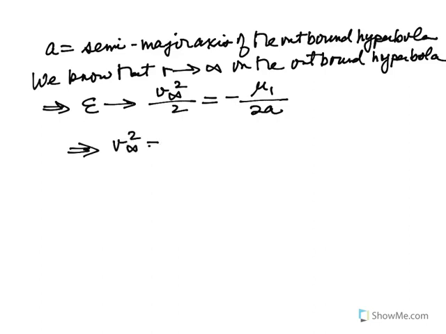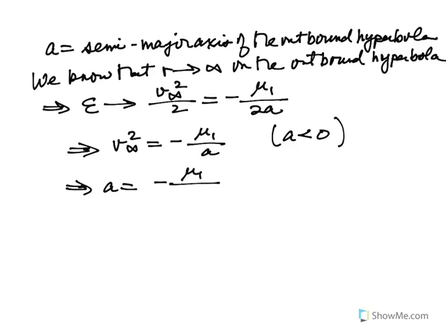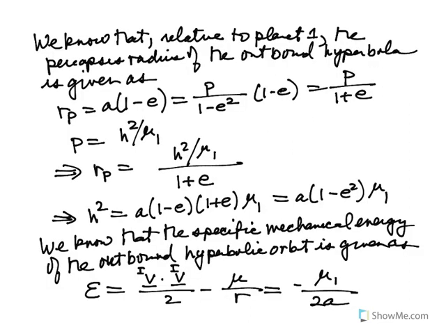Now this looks a little bit strange, because this is equal to minus mu 1 over A, and you say, that doesn't make any sense because we have a negative sign there. But recall that A is less than 0 for a hyperbola, so as a result, that's actually a positive number. Then we can solve for A, which is equal to minus mu 1 all divided by V infinity squared, which is indeed less than 0, exactly what we want. Now we can substitute that result into H squared. If you look back, we have an expression here for H squared.